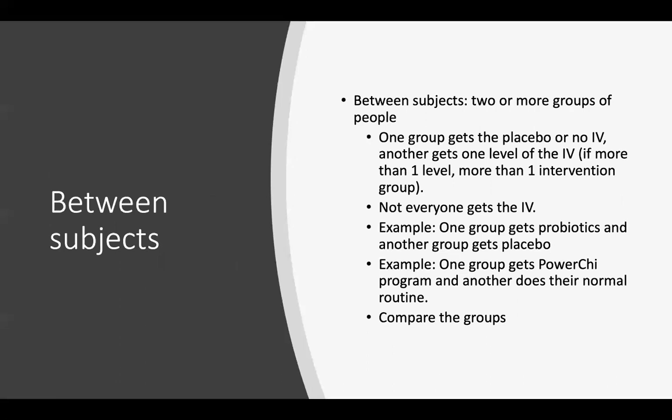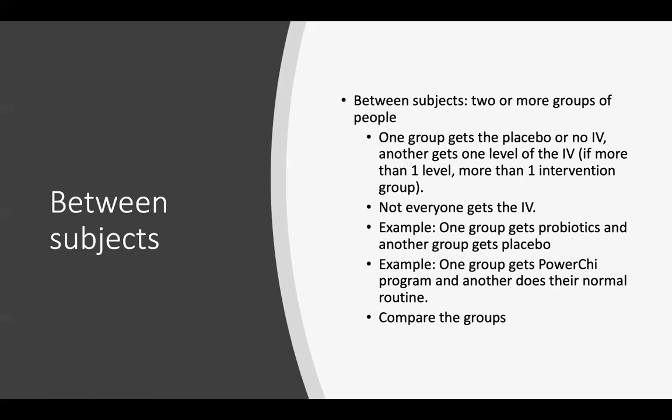And so again, let's say we're looking at probiotics. Instead of the crossover design, we're doing a between subjects design. One group gets the yogurt without the probiotics. The other group gets the yogurt with the probiotics. That's all. Nobody switches. Not everyone gets the probiotics. So depending on whatever group you end up at the beginning, that's all you get. And then we compare the groups. So instead of comparing scores at time A and scores at time B, we compare group scores to each other.